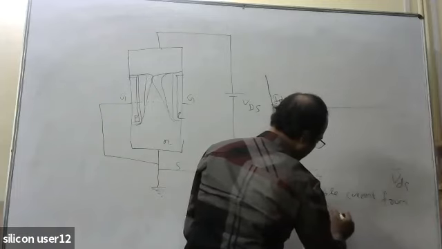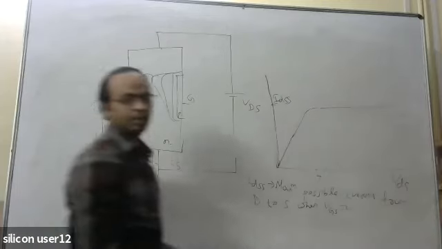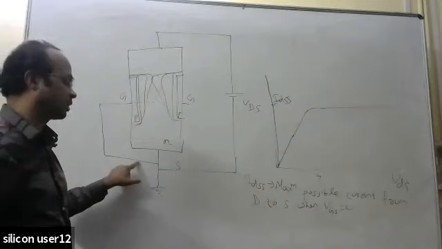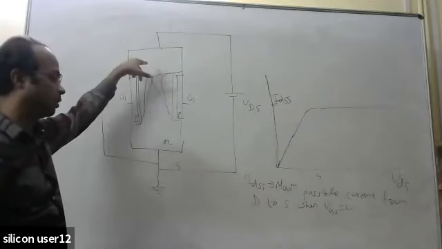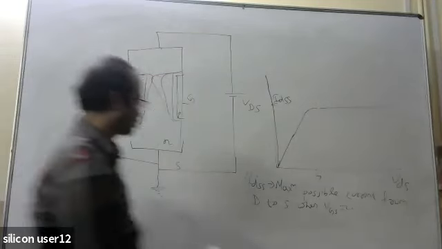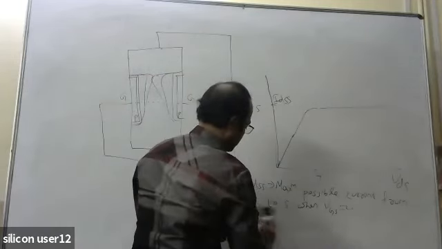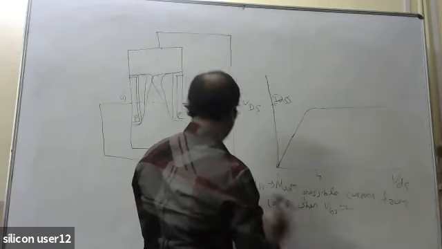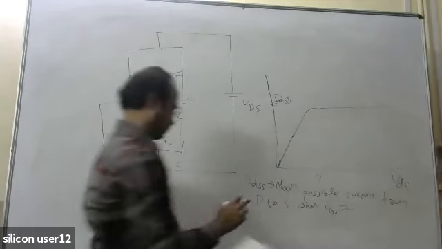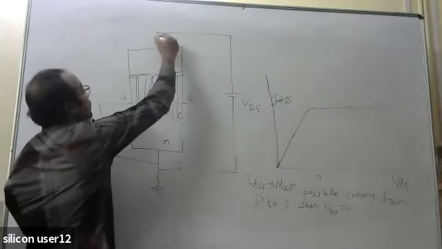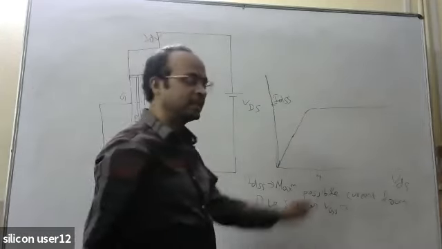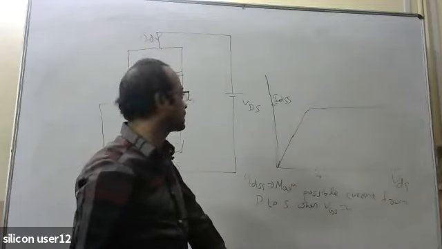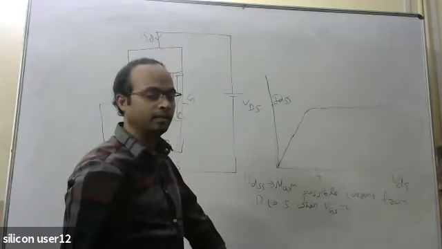When VGS is 0, basically after keeping VGS at 0, the maximum current that can flow from drain to source is this one. We are saying that no, drain to source, when VGS is 0. So this current is known as IDSS, right?